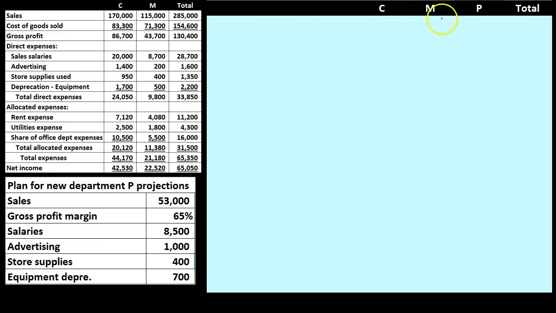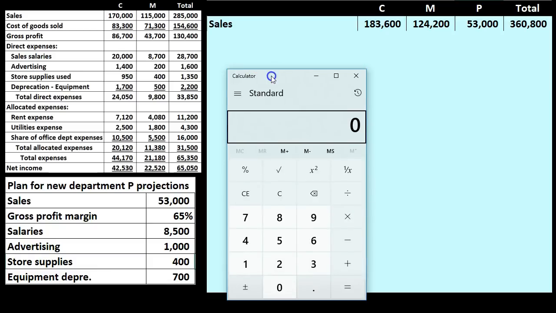So let's start to construct our projection. We're going to have C, M, and now P, our three departments that we will be constructing for. We're going to say that the sales is going to be our top line number. How are we going to get that? Well, we're going to start with prior year sales. So we had sales last time, 170,000, and we're projecting it to increase by 8%, as we saw in the data on the prior slide.